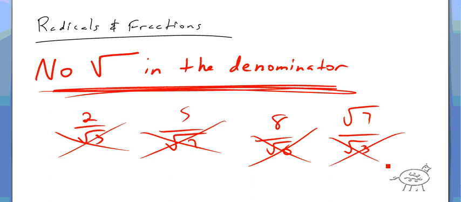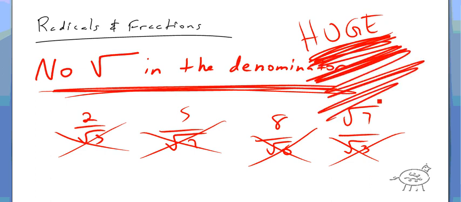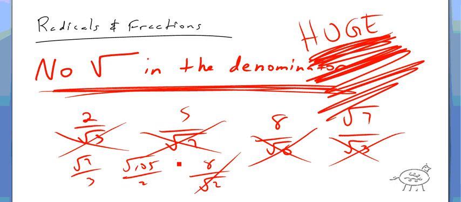So you have to remember that. I'm going to show you how to get rid of that radical, but you've got to keep in your brain that there are no radicals allowed in the denominator. That is huge. Don't forget that. The top is fine. The square root of 7 over 3, the square root of 105 over 2, those are all good. But 8 over the square root of 2? Nope. Wrong.